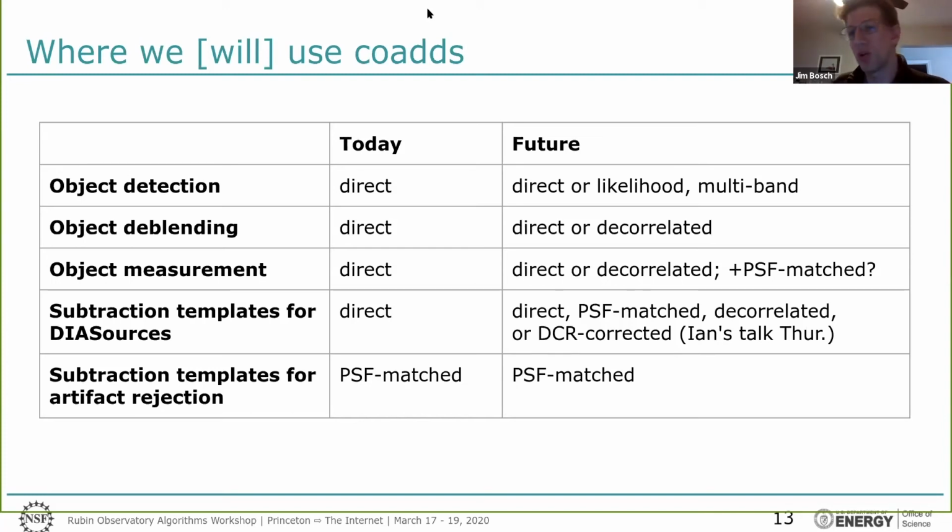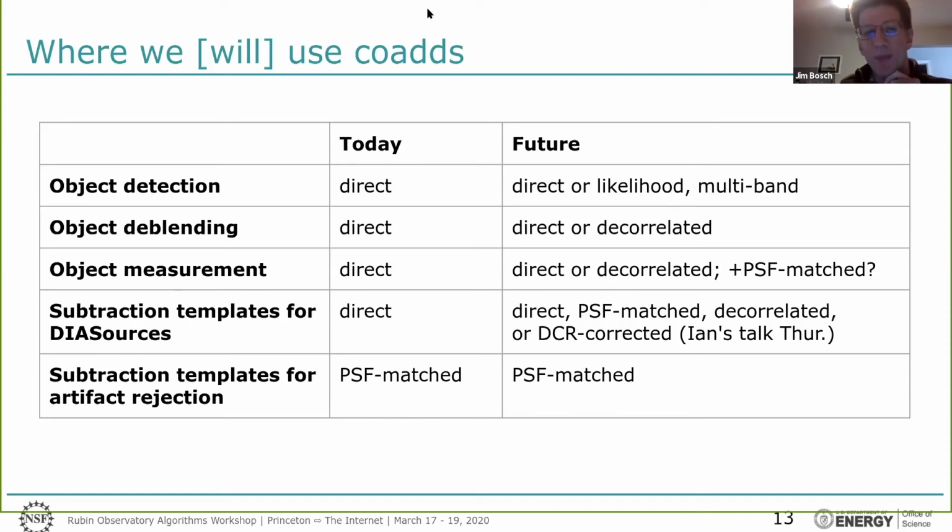The one place we don't use them, and I'll talk about this in just a moment, is as a subtraction template for artifact rejection. There we use PSF-matched coadds so we can do outlier rejection. In the future, it's possible we could continue doing the same thing, but I think we're evaluating our options for using those fancier likelihood optimal detection coadds for detection, the decorrelated Kaiser versions of those for deblending and measurement.